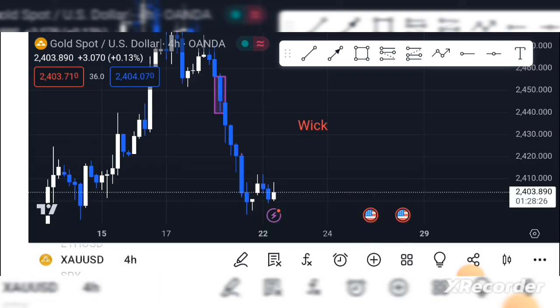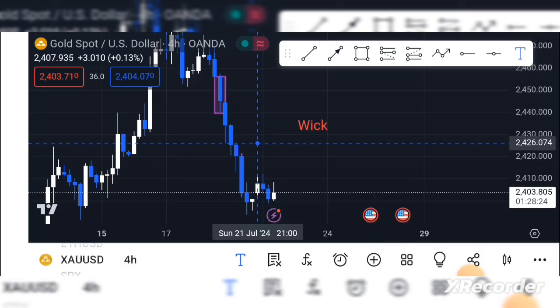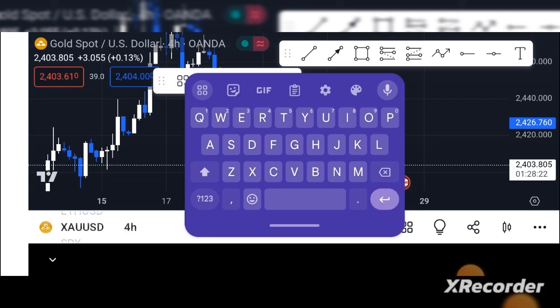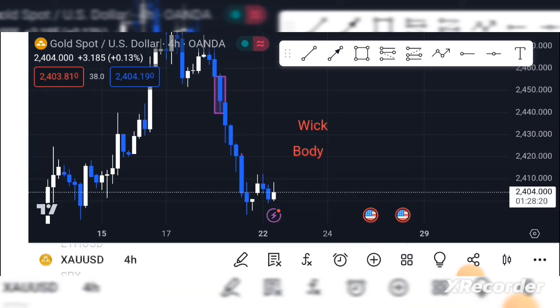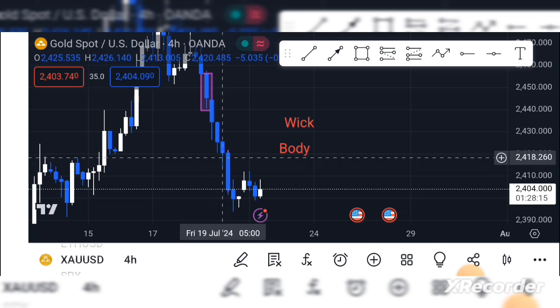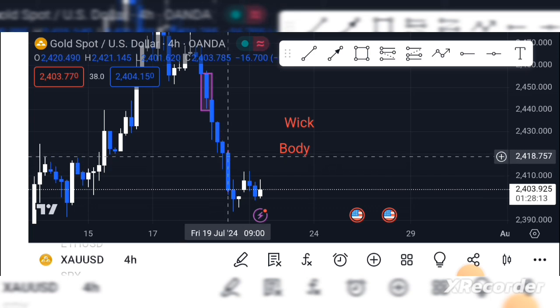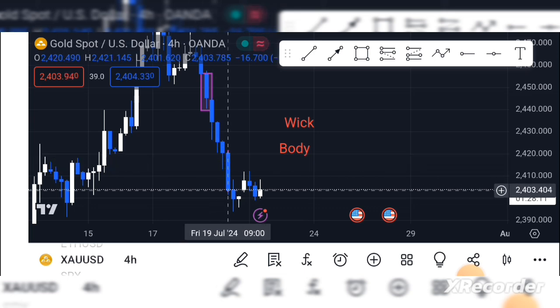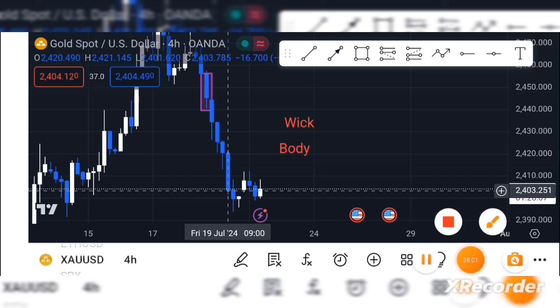This is called the wick, and the body of a candle is this. The main body is this bigger one, and these tiny legs are the wicks. So that is how to read the candle simply. If you have any question on this, you can feel free to DM me and ask me.